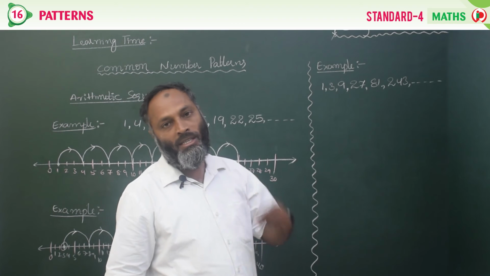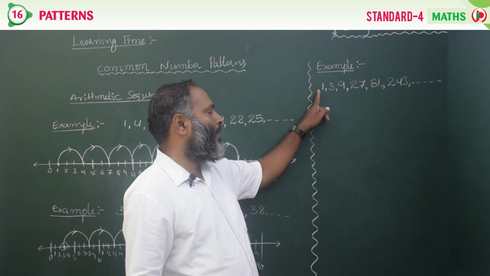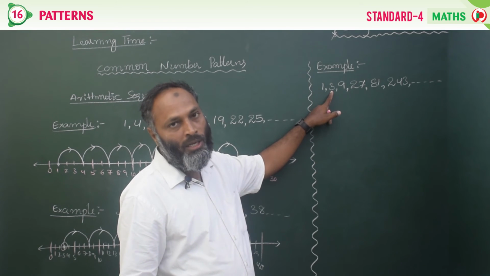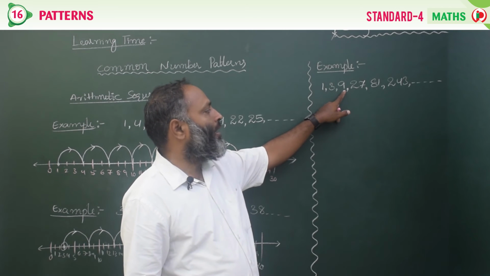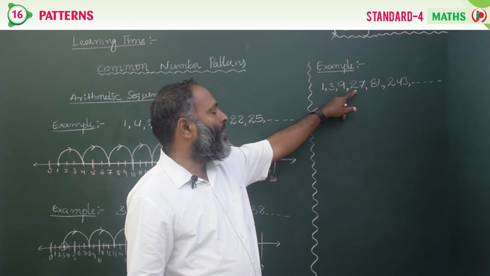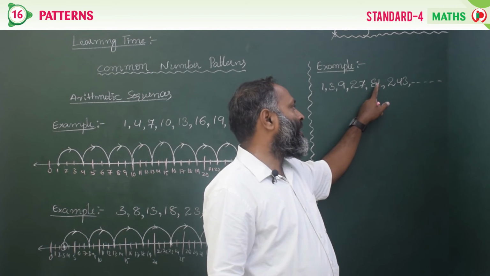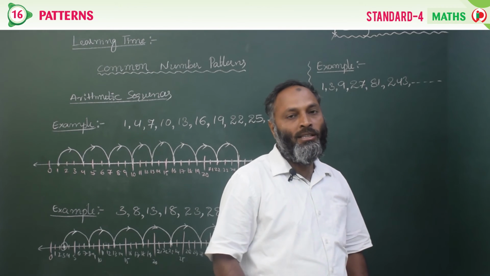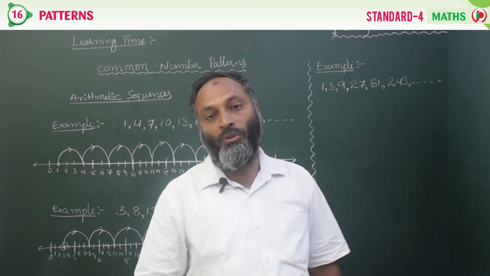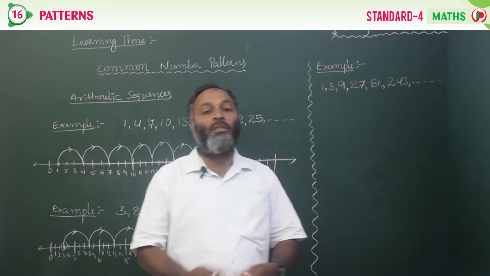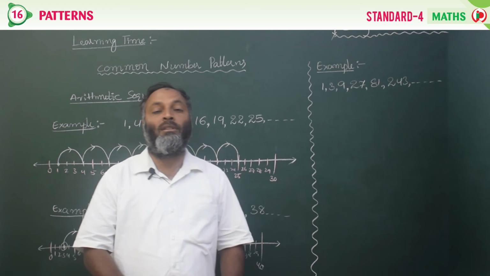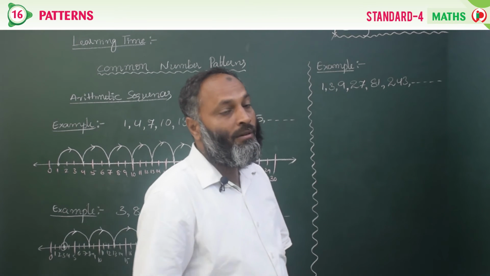First we should think and say. See here, 1 times 3 is 3, 3 times 3 is 9, 9 times 3 is 27, 27 times 3 is 81, 81 times 3 is 243. So here, if we multiply with 3, then you will get the consecutive term.